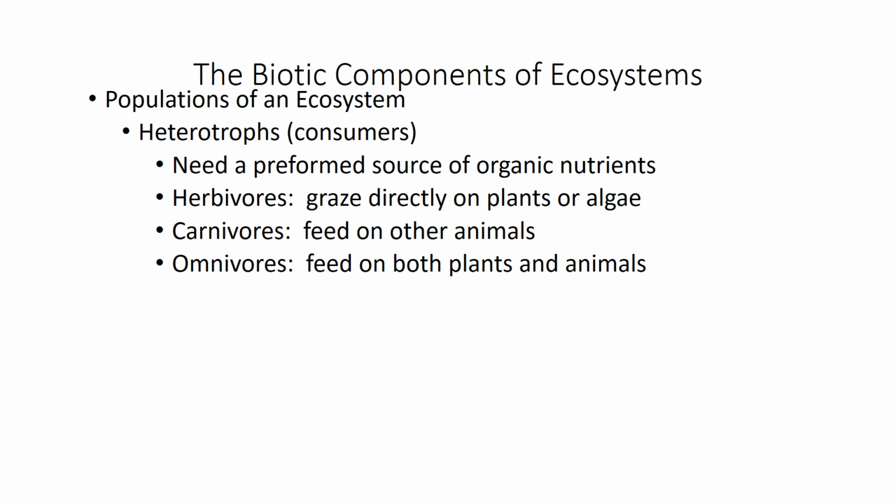Now, heterotrophs. Heterotrophs are like us. Okay, heterotrophs are consumers, whereas autotrophs are producers. And heterotrophs, those are basically organisms that need to get their food from an outside source. Okay. Now, there are some organisms that just eat plants or eat algae, like herbivores. Carnivores really just are meat eaters. And then omnivores, omni really means both, and so they feed on both plants and animals.